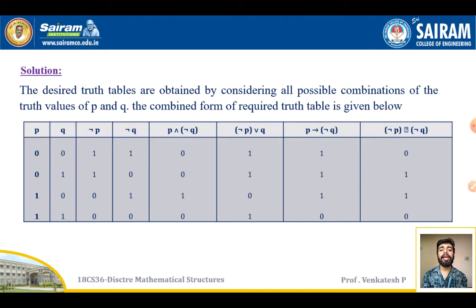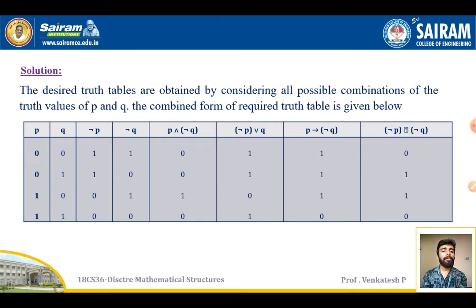Third one, P implies negation Q. I am going to apply the logical connective implies in between P as well as negation Q. So 0 implies 1 is true, I can give the truth value 1 here. 0 implies 0 is true, I can give the truth value 1 here. 1 implies 1 is true, I can give the value 1 here. 1 implies 0 is false, so I am giving the value 0.